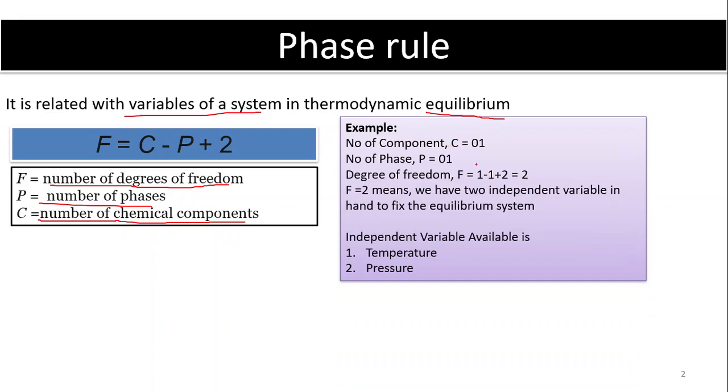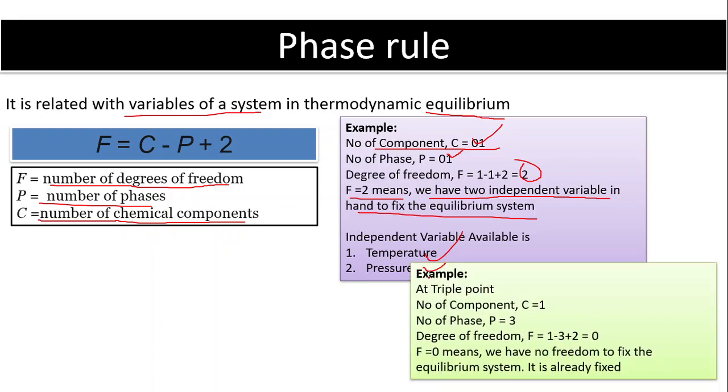For example, if we have only one component, so the number of components is 1, C is 1, and the phase is also 1, simple, a liquid phase. So what will be the degree of freedom? So C minus P plus 2 gives the value 2. So now there are two freedoms we have. F is equal to 2. It means we have two independent variables to handle. We can change these two variables to fix the equilibrium conditions of the single phase and single component system. Normally the two variables that are available are temperature and pressure. So this is the one aspect, the single component, single phase.